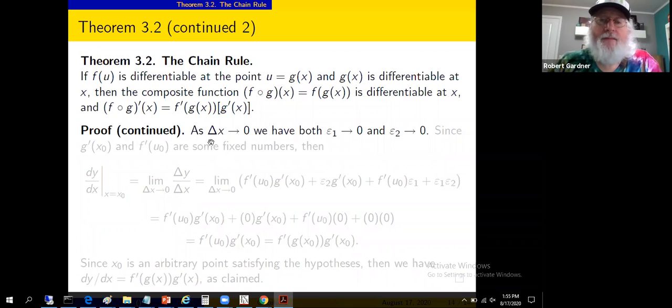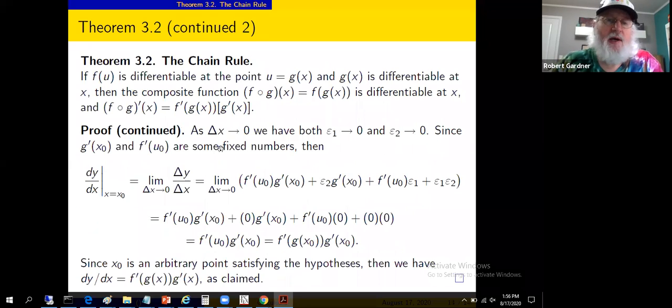Okay. As delta x approaches 0, both epsilon 1 and epsilon 2 approach 0, reiterating that, copying from the previous slide. We do know that g prime of x sub 0 and f prime of u sub 0 are just some fixed numbers. That's why we fixed x as x sub 0 in the beginning. And then we get the derivative of y with respect to x evaluated at x sub 0 as a limit as delta x approaches 0 of that difference quotient. We've got the x sub 0 stuck in there, so it's a derivative at a single point.